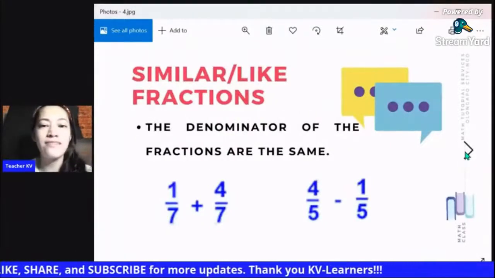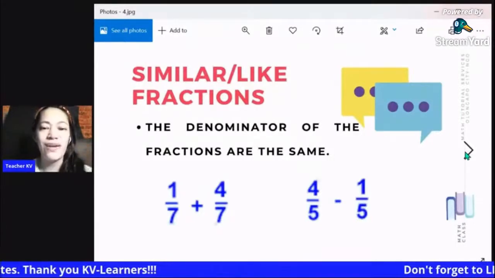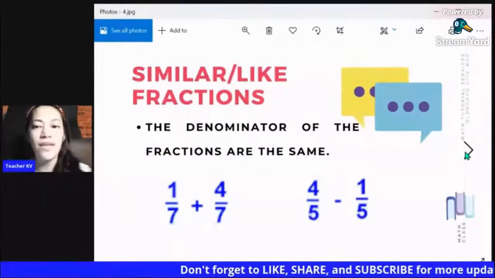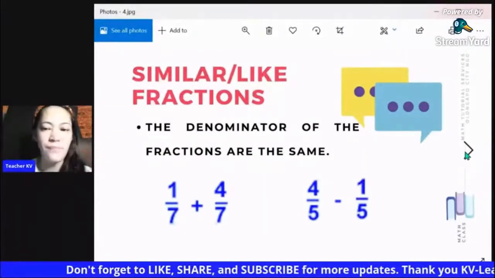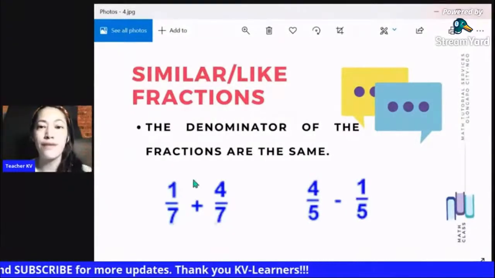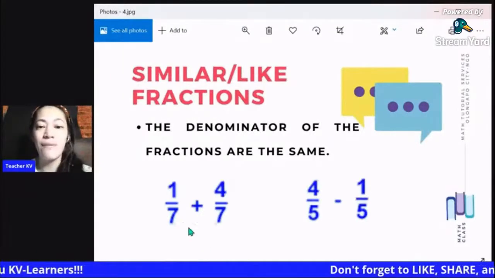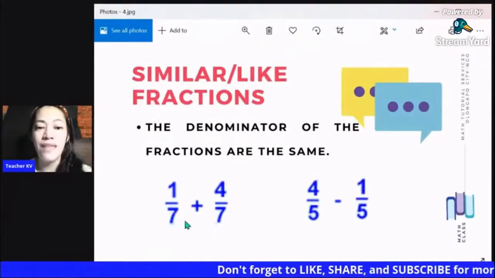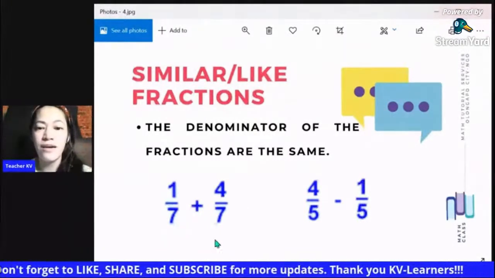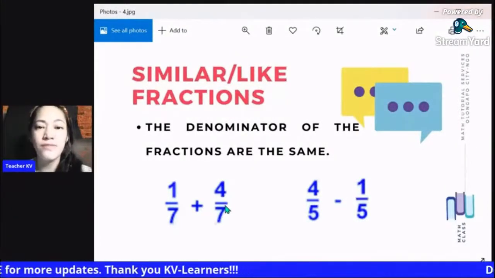When you say similar or like fractions, sa Tagalog, pareho. Okay, the same. That is when the denominators of the fractions are the same. For example, we have here 1 over 7 plus 4 over 7. You notice that they both have the same denominator, which is 7. So we get 7 here and then another 7 here. Those are examples of similar fractions.